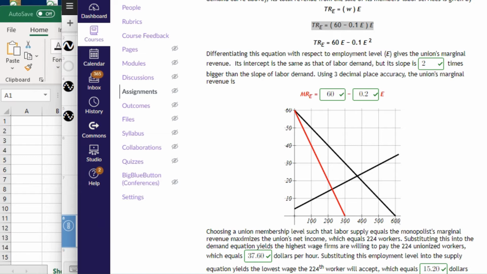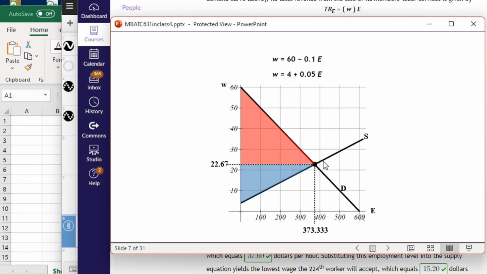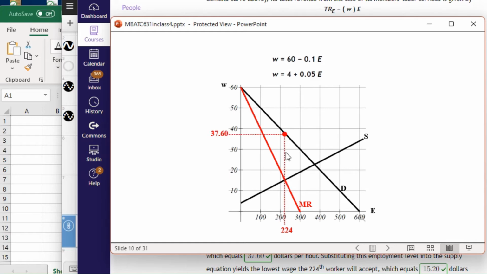So let's look at it in the PowerPoint discussion. Okay, so instead of hiring almost 400 employees, the union only admits 224, and that allows them to push the wage up to $37.60. Now, the problem with this is there are workers willing to do the job at a much lower wage who might not be lucky enough to get into the union, right?